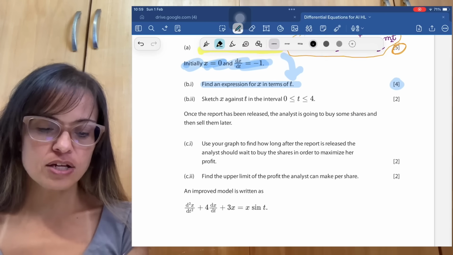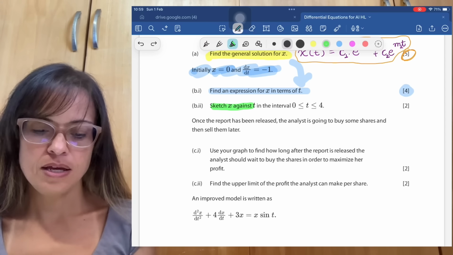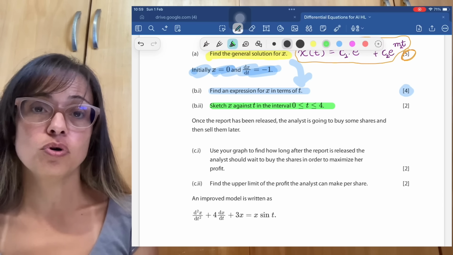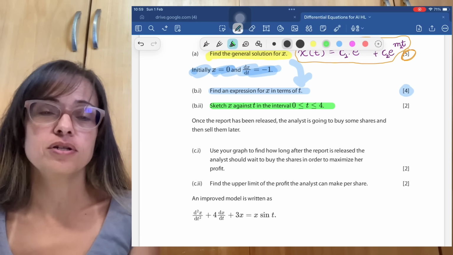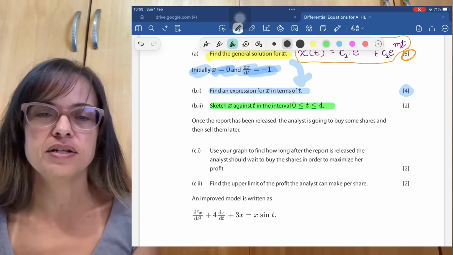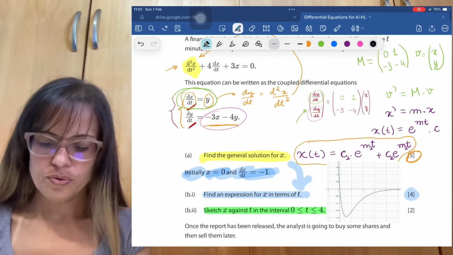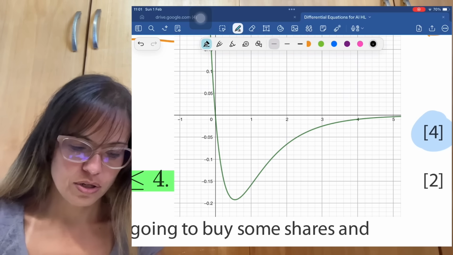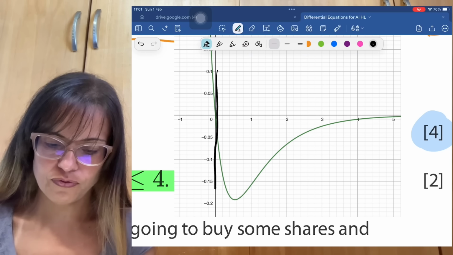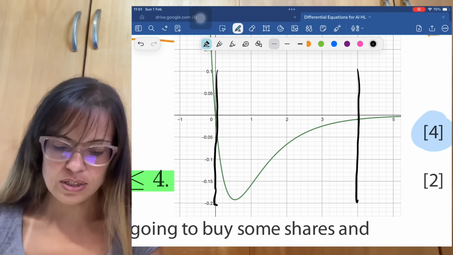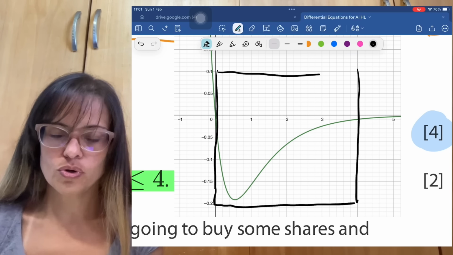He says sketch x against t in the interval from 0 to 4. Okay, so that's just typing and copying onto paper what we find in a calculator screen. Here we go, that's the function, and from 0 to 4, you put this sketch into your exam.